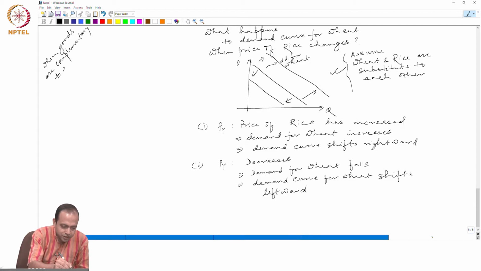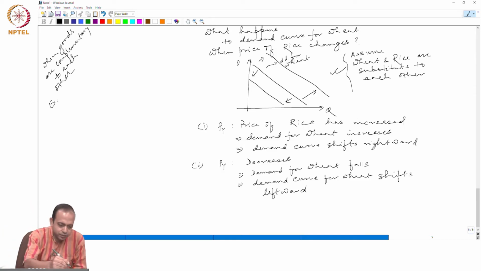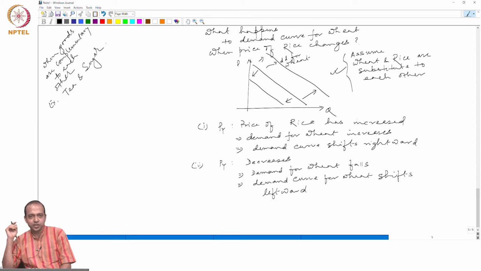To each other. Can you give some example of this? Complementary goods are those we have to consume jointly. Individual consumption does not give much satisfaction. Think about tea and sugar. They are complementary to each other.